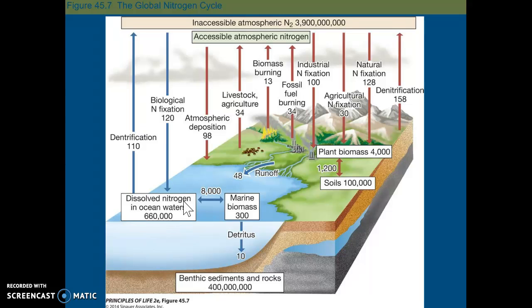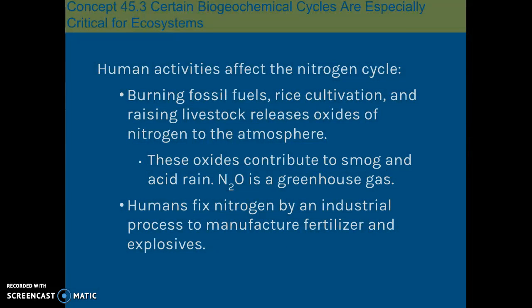Okay, briefly, we're going to talk about the human impact on the nitrogen cycle. Certain things that humans do that affect the nitrogen cycle include burning fossil fuels, rice cultivation, and raising livestock, which release oxides, and these oxides, of course, are going to contribute to smog and acid rain, and nitrous oxide is a greenhouse gas. Humans also fix nitrogen by an industrial process to manufacture fertilizer and explosives.